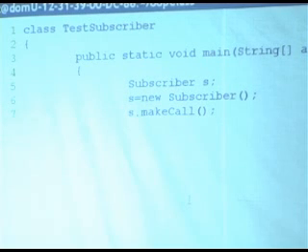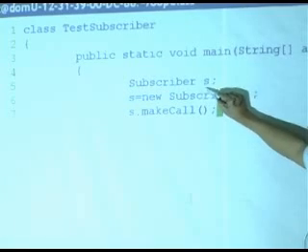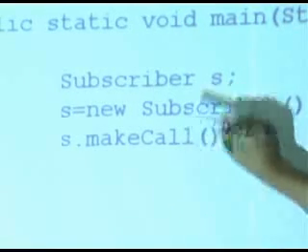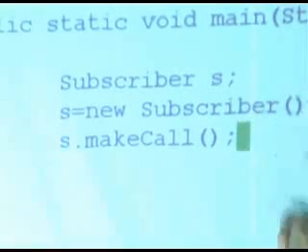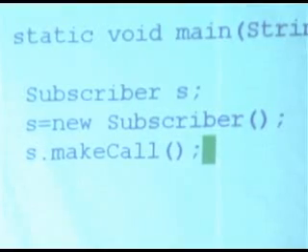What is S? S is a reference. S is a pointer to a subscriber object. How did it become a pointer to the subscriber object? Because of these two lines, 5 and 6. In line 5, we said S is capable of holding a reference or an address to a subscriber object. But at that point, though we said it is capable of holding an object, S had a value null just a few minutes ago.